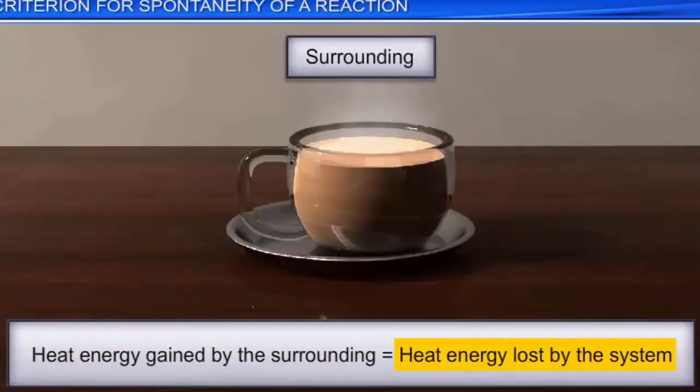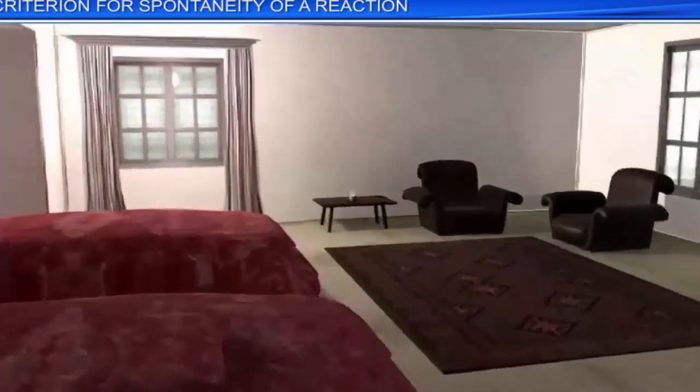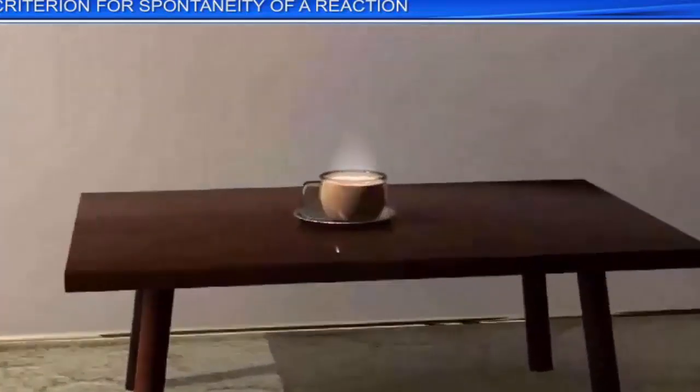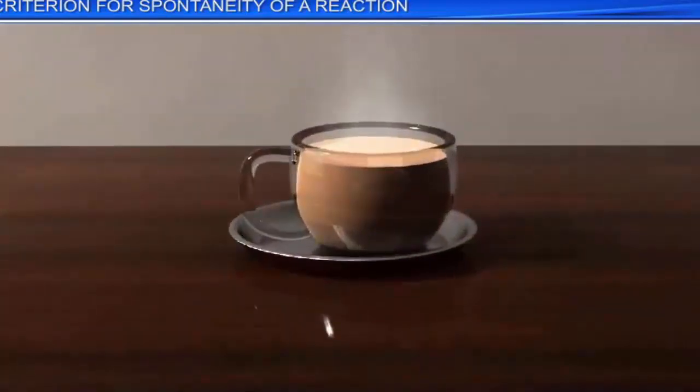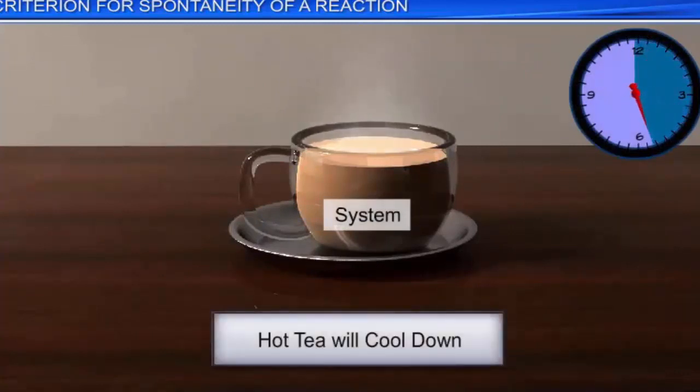If we observe closely, we'll notice that there is a natural direction in which processes take place. For example, if we keep a cup of hot tea in a room, we observe that the heat is transferred from the cup to the room. Thus, after a while, the hot tea cools down.